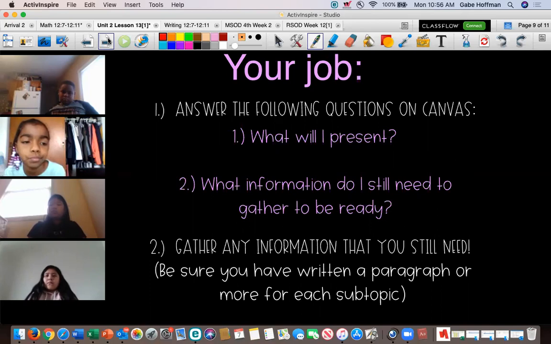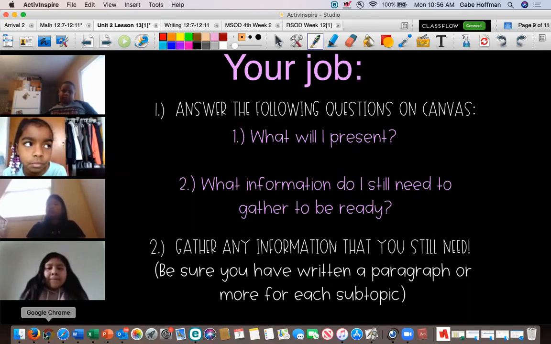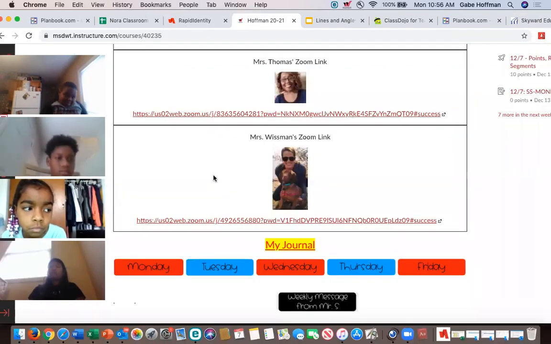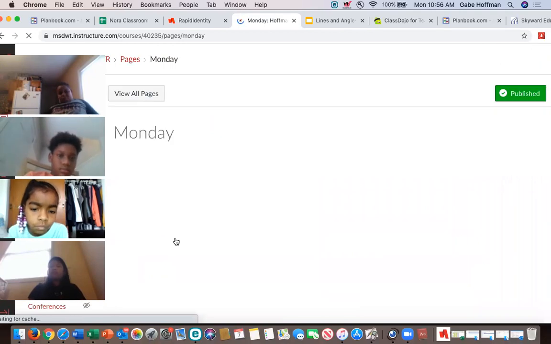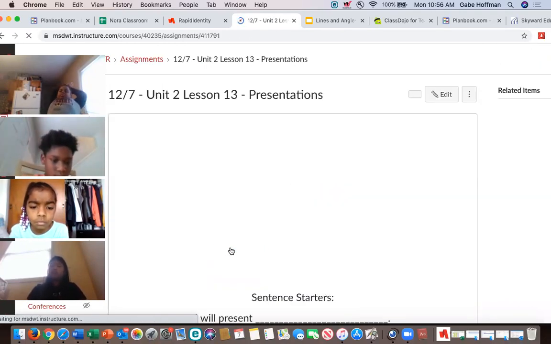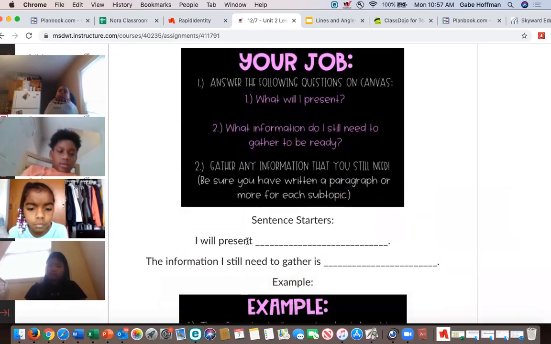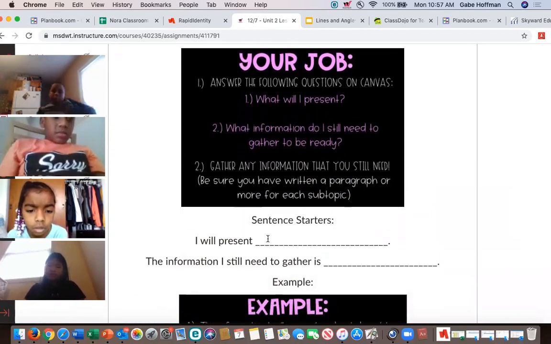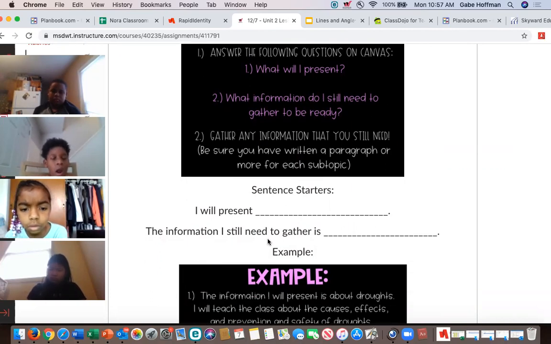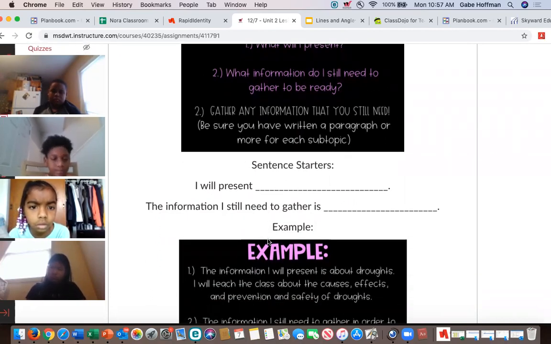Understood? So the first thing you're going to do, all right, I'm going to go ahead and open the Canvas page. The first thing you're going to do is click on Monday and click on reading. The assignment is right there. You're going to click on it and you're going to say, I will present, and you're going to tell us, I will present droughts. My 3 subtopics are, and tell us what it is. Then you're going to say, the information I need to gather is blank, and tell us what it is.